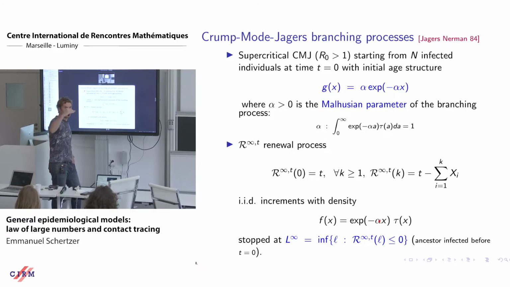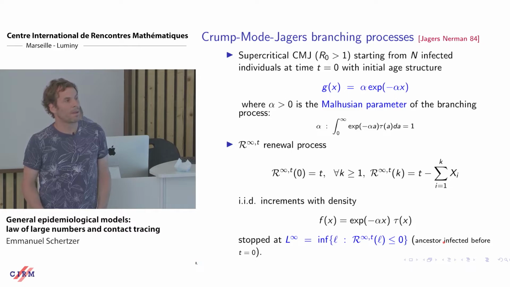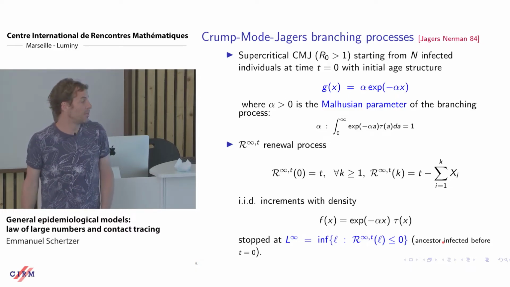So I start at t, and I find the time of infection of my first ancestor by making a first increment with this density, and I keep on doing this until reaching an infector that has been infected before time t equal to 0. So this corresponds to the ancestor infected before time t equal to 0.